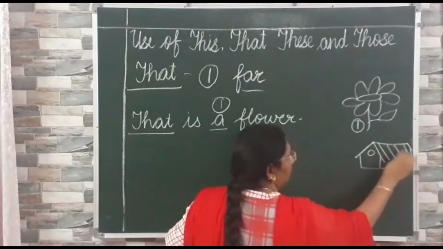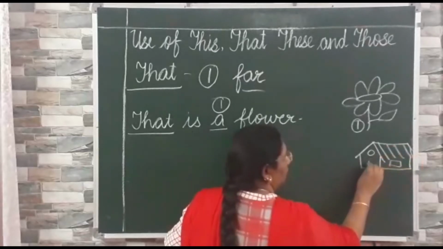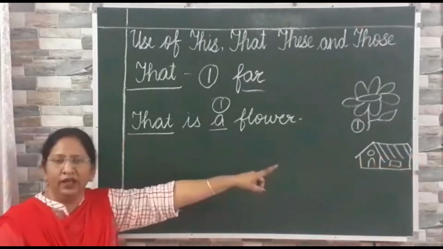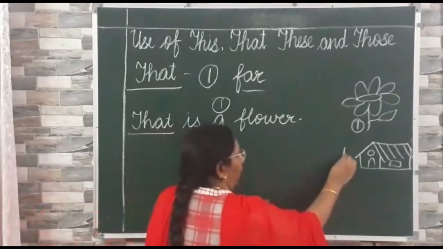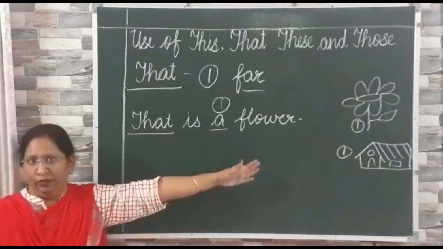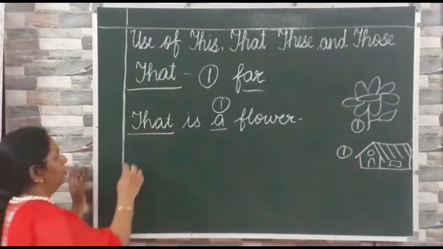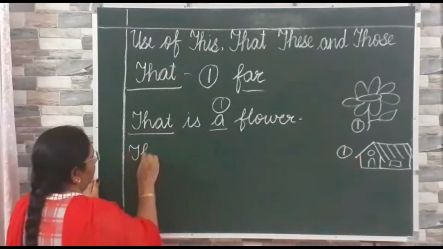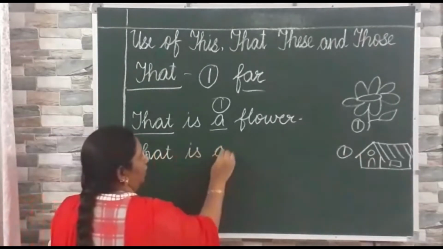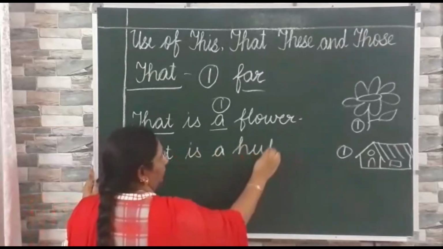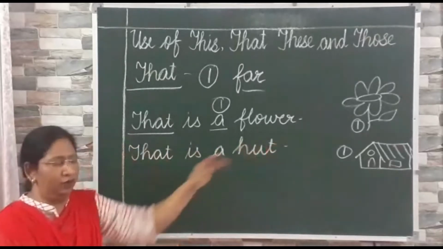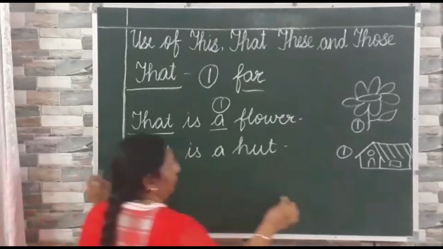Take some other example. What is it? A hut, isn't it? And how many are there? Only one in counting. But it is far from me. So what will we write? That is a hut. One in counting and far from me. Okay? Take one more example.